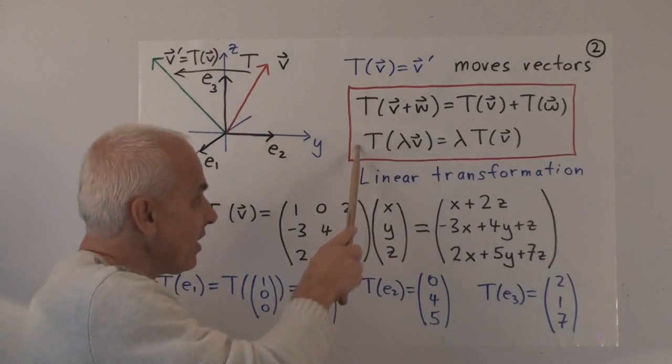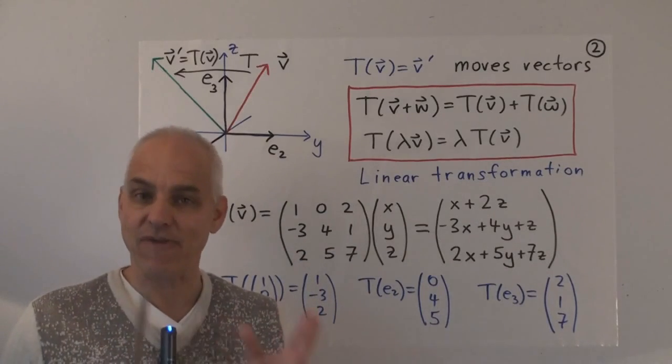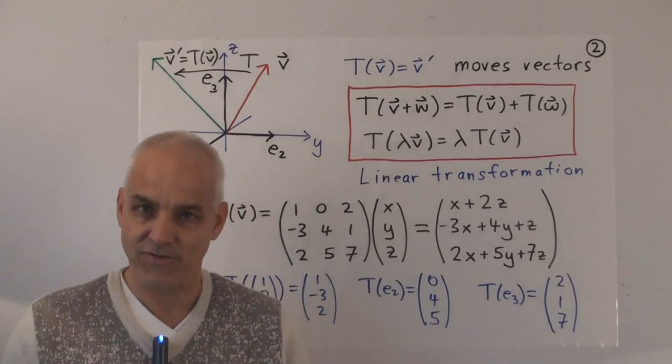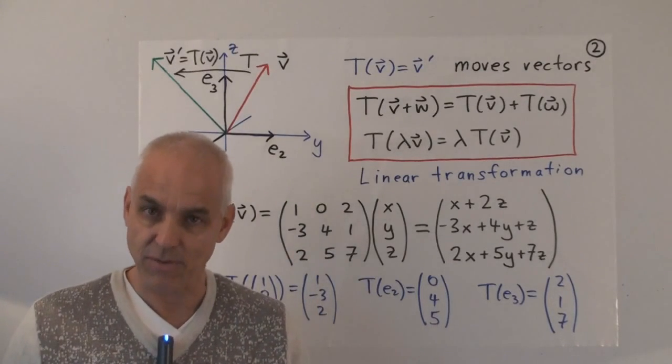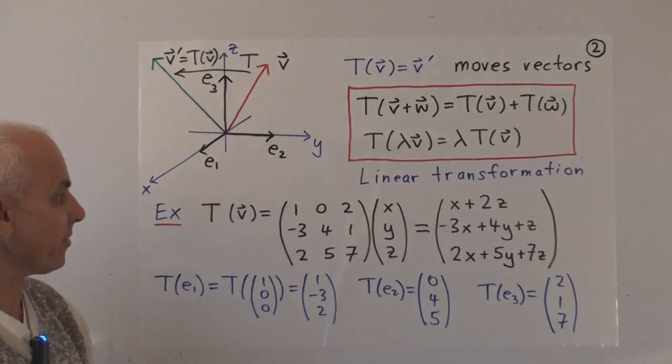Now, to make sense of this, it's important that we are thinking about our transformation as acting on vectors and not on points. And so we're going to do that. We're going to think of our transformation as acting on vectors, just as in this picture here.